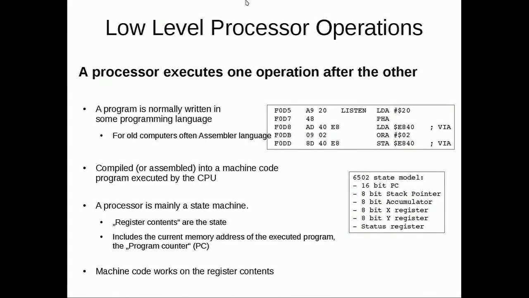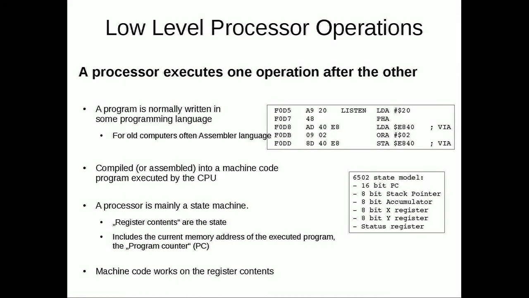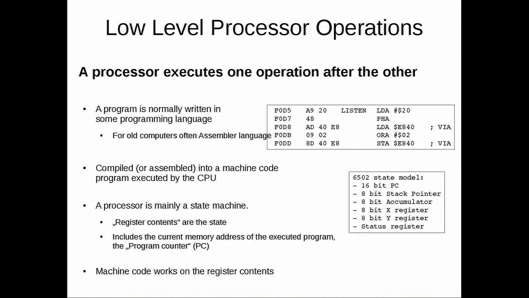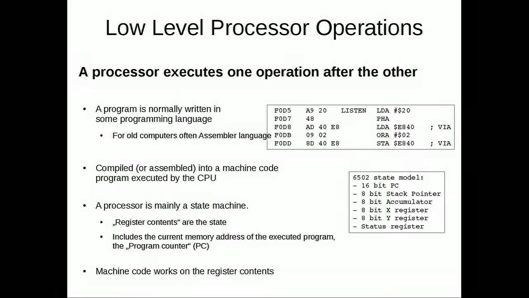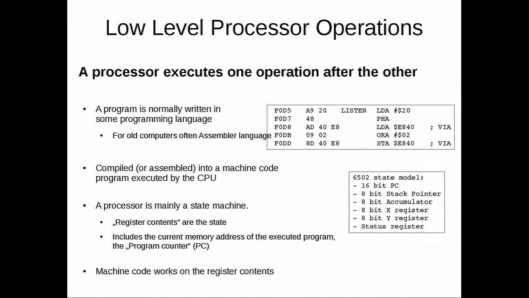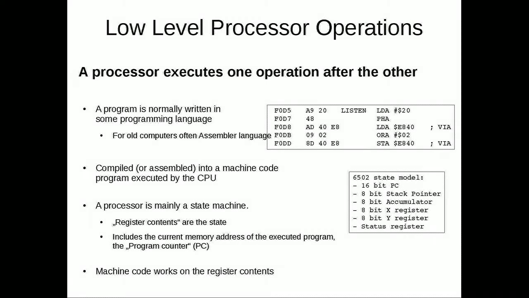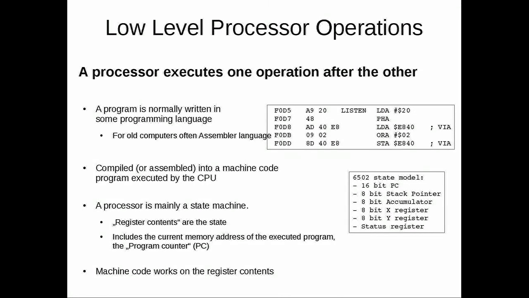When you now look at the CPU as the main active element of an emulated system, you need to understand what the CPU or the processor actually is and does. The processor is a state machine mainly, so it has a state which consists of a number of registers, and it runs a program that uses this state and changes this state. The state model for the 6502 processor, for example, has a program counter, which is the memory address where the program is actually running from, the current address, the stack pointer, accumulator, some index registers, and a status register.